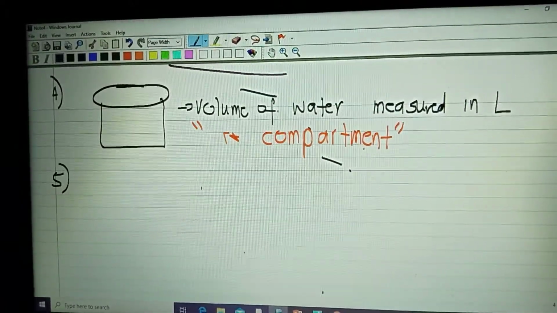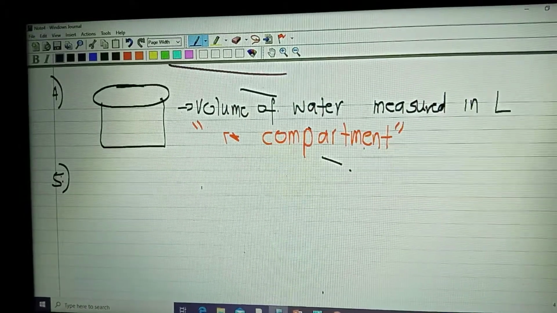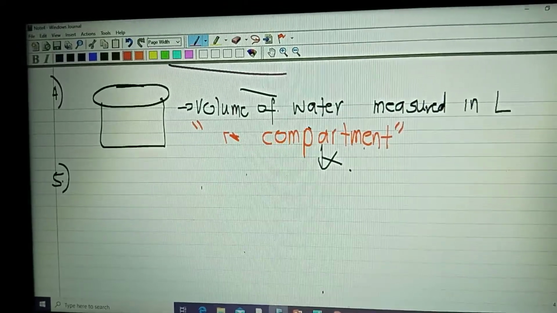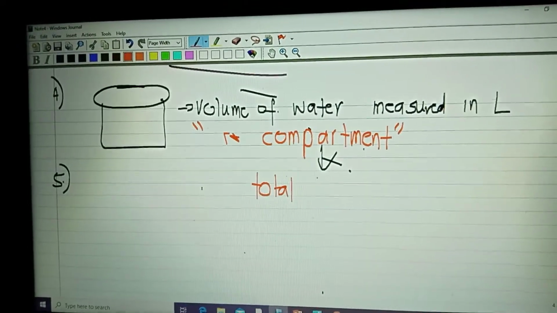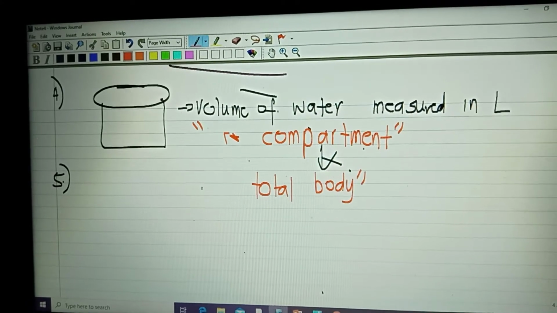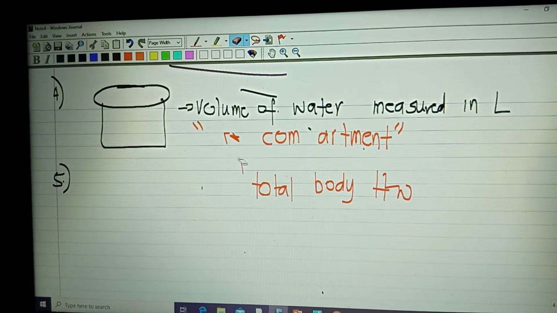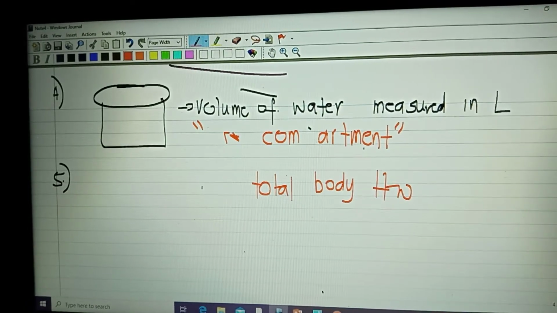Okay? So, let's imagine that is a compartment. We can think of this particular compartment as your total body compartment, or what we call the total body water, as illustrated above. Let's imagine that is the total body water.